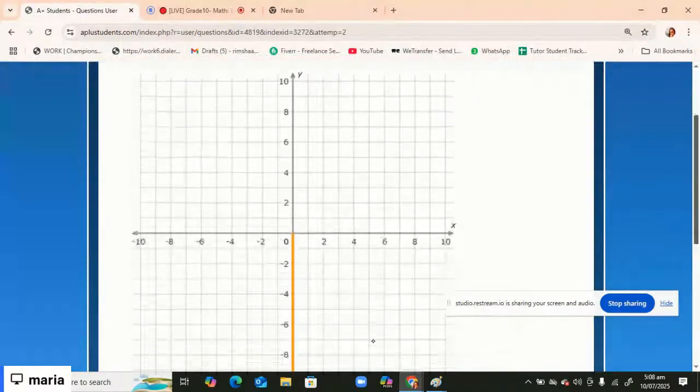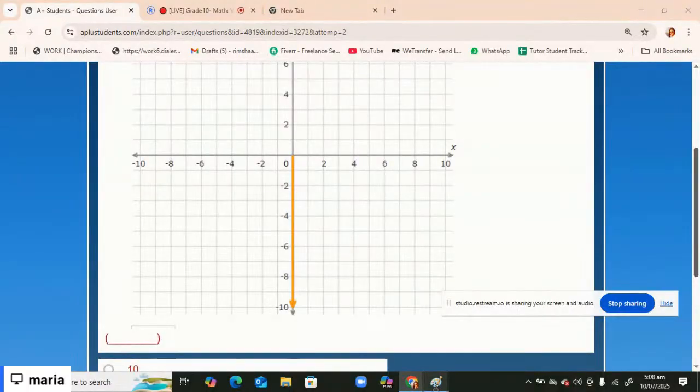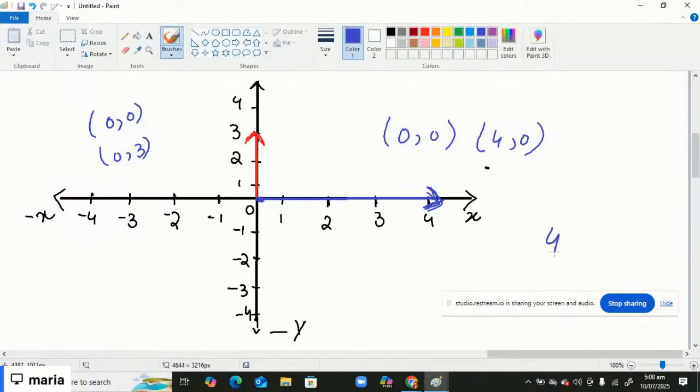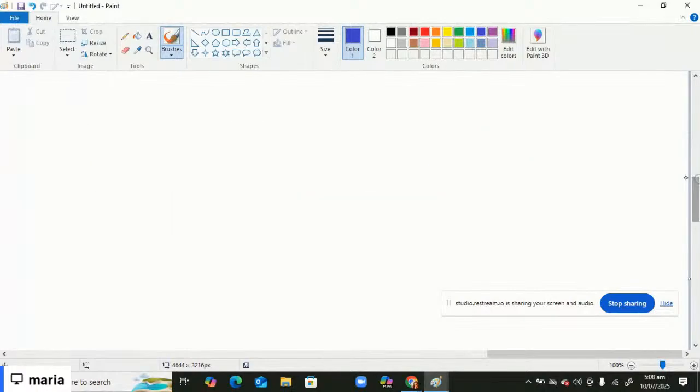Now from that one, look at here. This vector represents from 0 to 10. So how to find the magnitude? For example, from this one, what are the 2 points? 0, 0, and 4, 0. And from this, what are the 2 points? 0, 0, and 0, 3. Okay, now when you are going to find the magnitude, what do we do? We subtract and take the absolute value. So 4 minus 0 is 4.